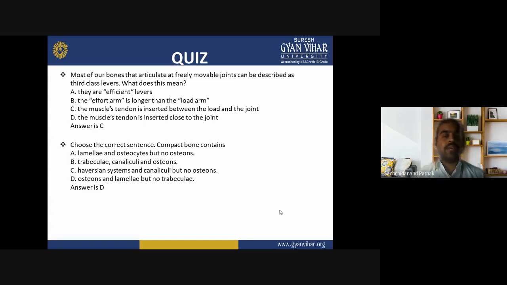Another question is, choose the correct sentence. Compact bone contains. Compact bone is mainly osteons and lamellae, but no trabeculae is present. So yes, answer A is incorrect, B incorrect, C haversian system and canaliculi, but no osteons, it is also incorrect. But answer D, that is the osteons and lamellae, but no trabeculae, is the correct answer. So yes, answer D is correct.